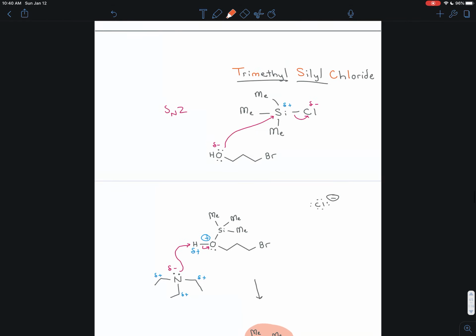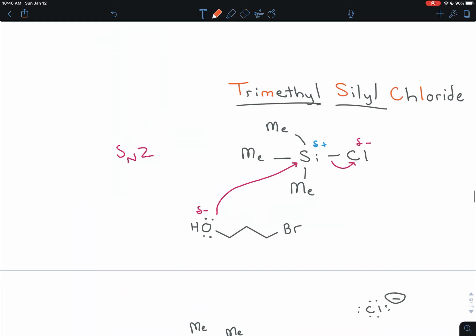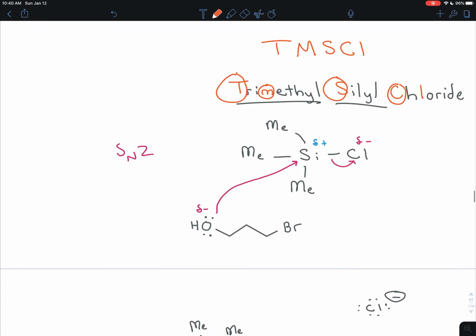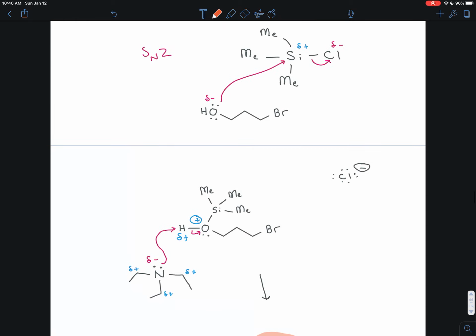Now this was a lot to write out. This is a big molecule and it's clumsy, and so you won't want to write it every time you do a synthesis. So the abbreviation for this trimethylsilyl chloride is TMSCl. So T for tri, M for methyl, S for silyl, and Cl for chloride. So TMSCl is going to be a protecting group. And what you have to include with it is this triethylamine.